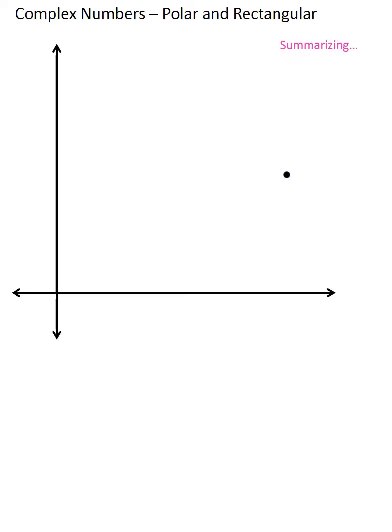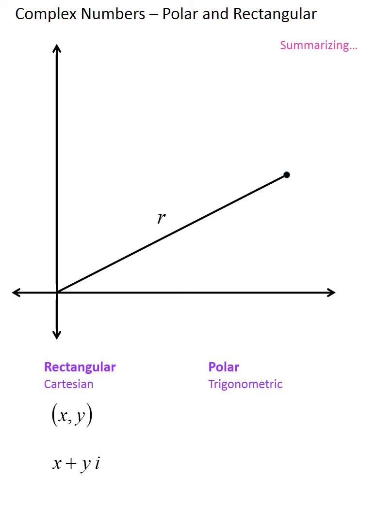Summarizing, if you have a point in the plane, which can be thought of as a complex number, we could express it in rectangular or Cartesian form as long as we know its x and y coordinates, in which case we can express it as a coordinate or a complex number. But if we want to express it in polar or trigonometric form, we need to know its distance from the origin and its angle, in which case we can express it as a coordinate or this strange complex number notation.